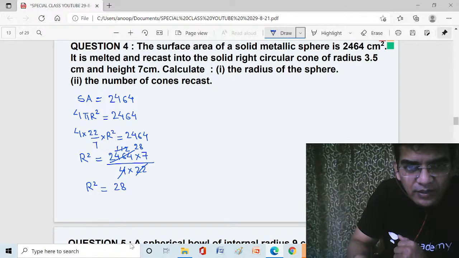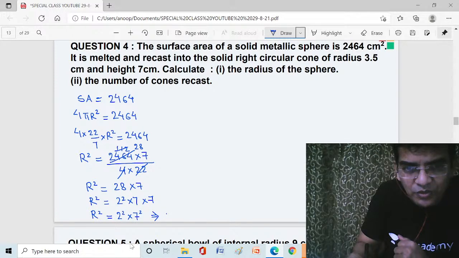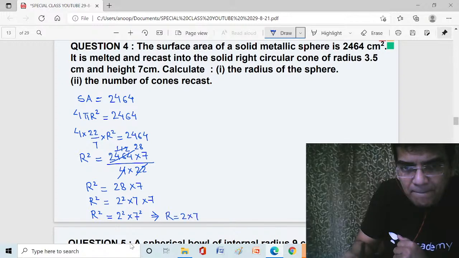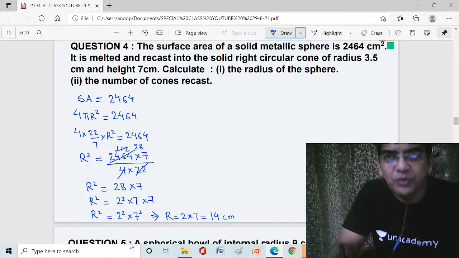So let's write it in the prime factorization form. So this can be written as 2 square into 7. 28 can be written like this and then into 7. So r square is equal to 2 square into 7 square. So from here you are getting radius. You will take square root, means these powers will be reduced, and the radius will be coming 14 centimeter. You see, just check this. Is this clear to you? How we got the radius?